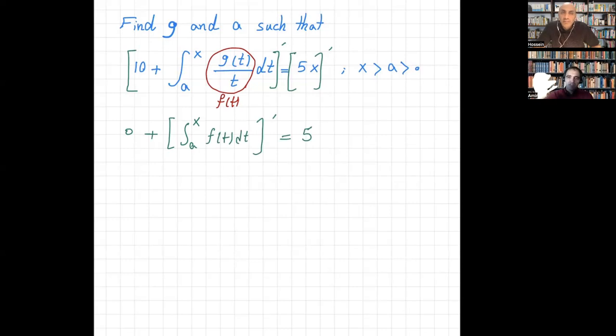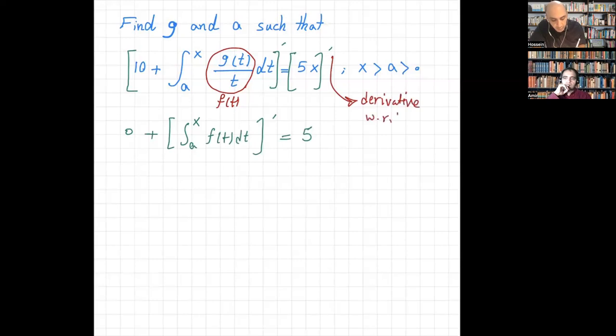And by the prime, you mean the derivative with respect to x. Exactly. Thanks for making that clear. So this is the derivative with respect to x.